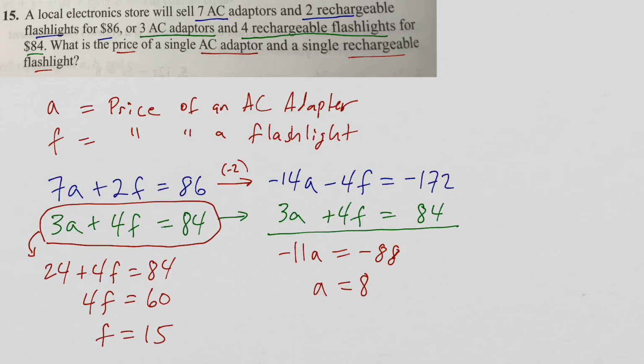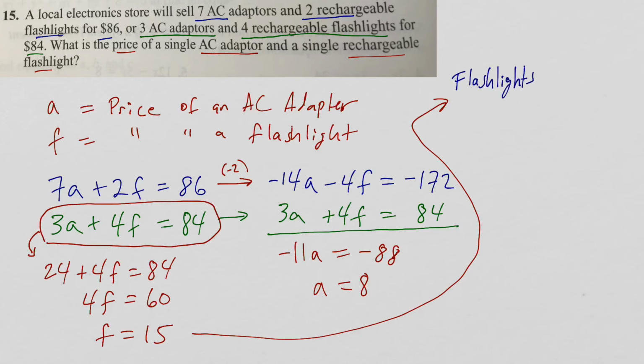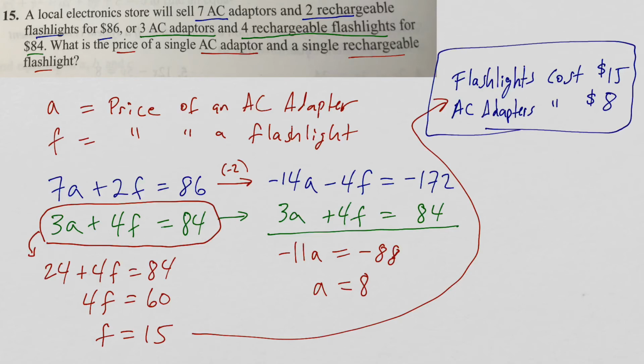So my final answer, I'll bring these up over here. Flashlights cost $15 each, and AC adapters cost $8 each. And that's that.